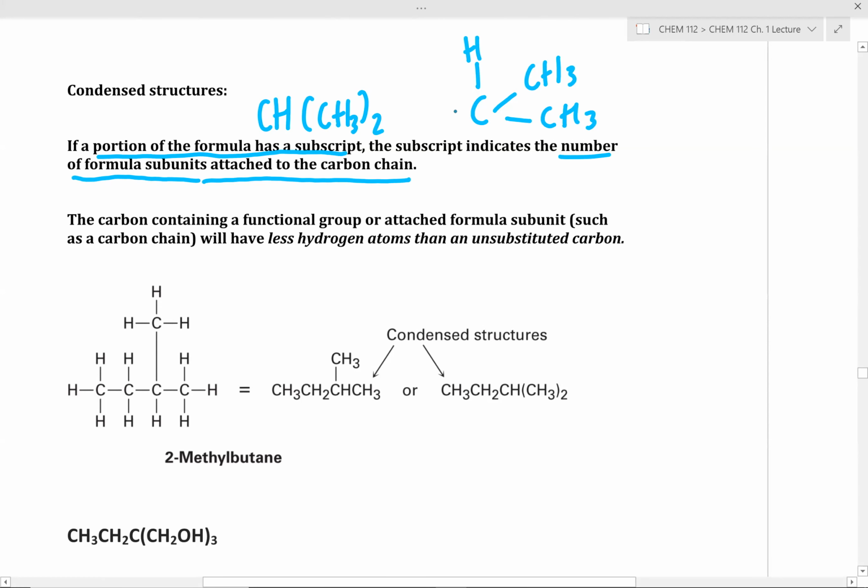Do you notice how we have two CH3s, so we draw two CH3s? So the subscripts indicate the number of structural units attached to one of our carbons. It's a really nice way of avoiding having to write a lot. So the carbon containing a functional group or attached to a formula subunit will have fewer hydrogen atoms than an unsubstituted carbon. So what do I mean by that? Let's look at 2-methylbutane. This is its full Lewis structure. We're going to partially condense the structure by avoiding having to write all of these carbon-hydrogen bonds. Yes?